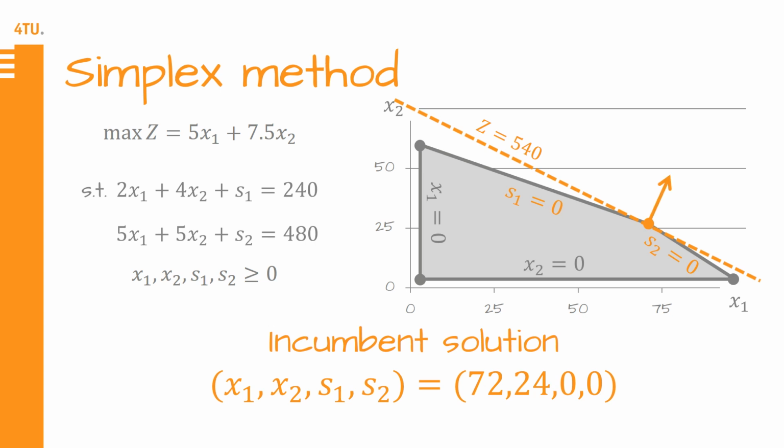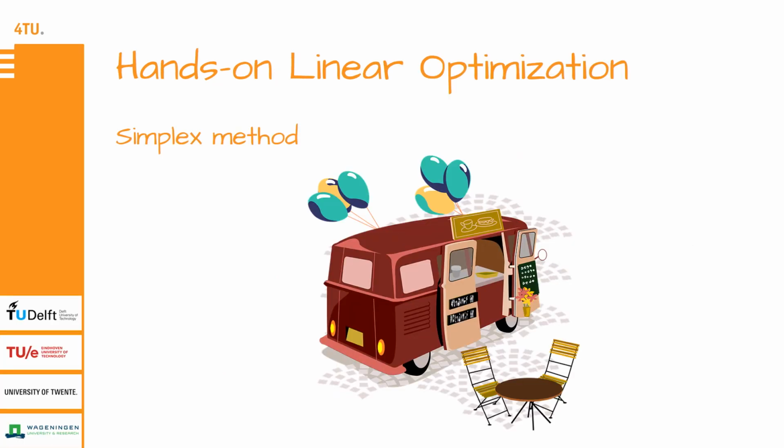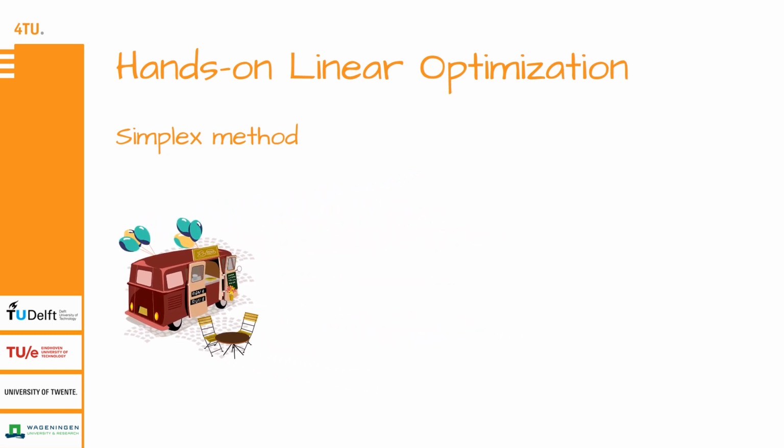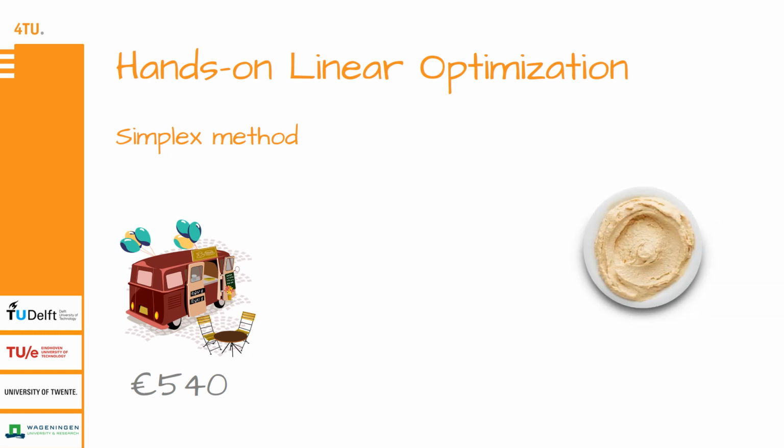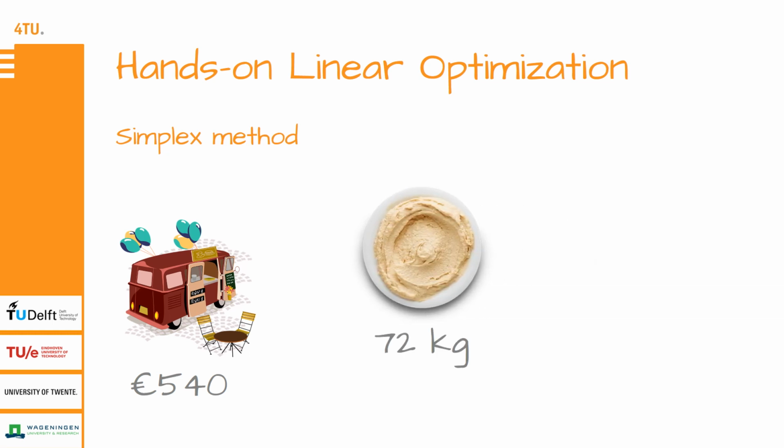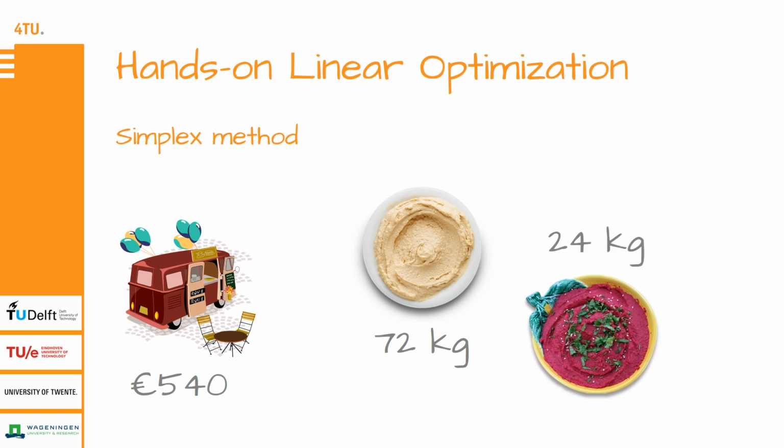Moving to the next basic feasible solution will decrease the objective function value. This means that we have reached an optimal solution and the simplex method terminates. So using the simplex method, we have derived that company Optimal Hummus can earn a maximum profit of 540 euros by selling 72 kilograms of plain hummus and 24 kilograms of beetroot hummus.